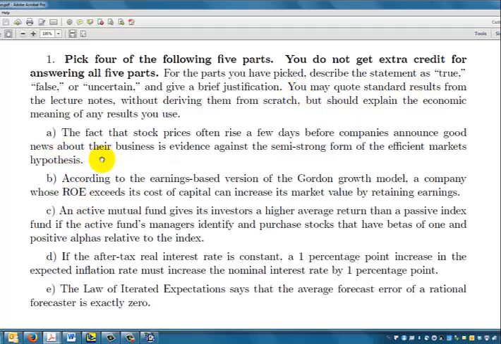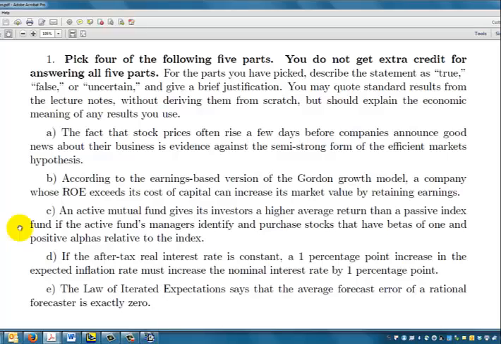The first one is stating that the rise in stock prices before companies announce good news about their business is evidence against the semi-strong form of the efficient markets hypothesis. True, false, or uncertain. The second statement is that according to the earnings-based version of the Gordon growth model, a company whose ROE exceeds its cost of capital can increase its market value by retaining earnings.